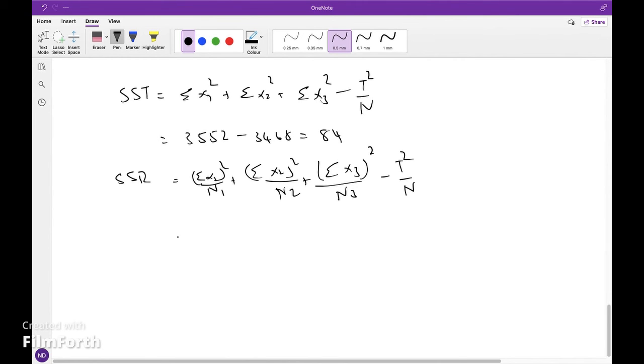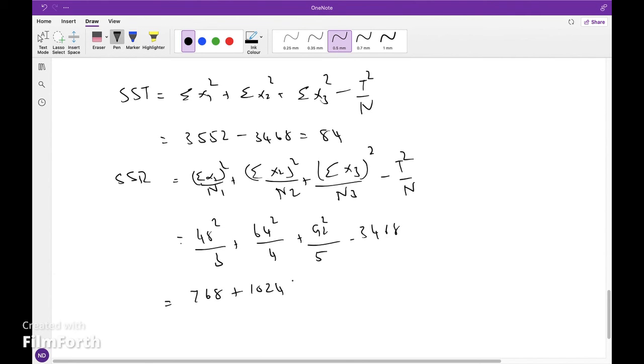So here, summation of x1 is 48, the whole squared by 3, plus 64 the whole squared by 4, plus 92 the whole squared by 5, minus 3468. Using the calculator, 768 plus 1024 plus 1692.8 minus 3468 is 16.8.